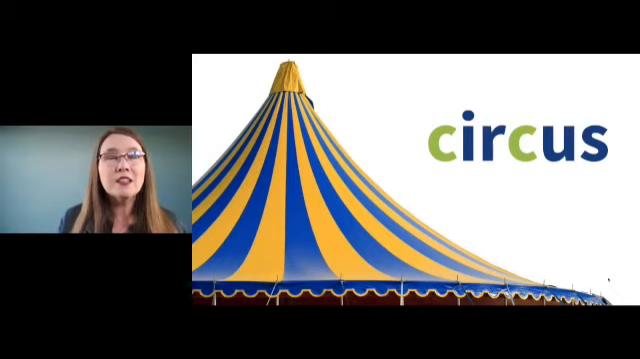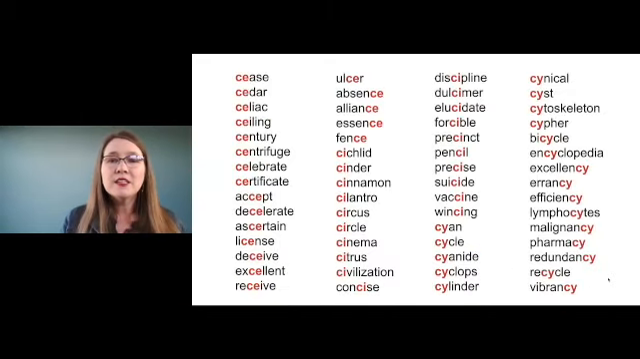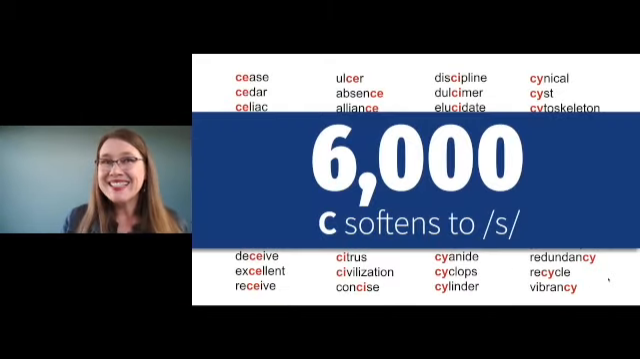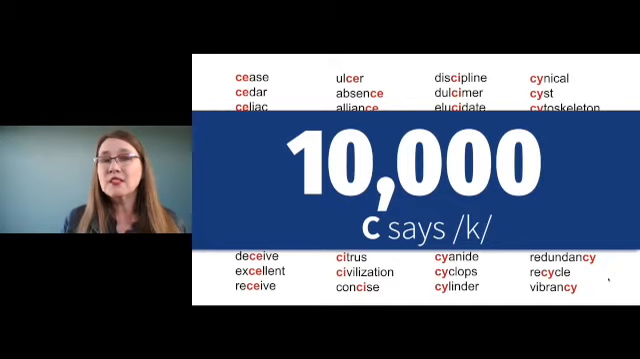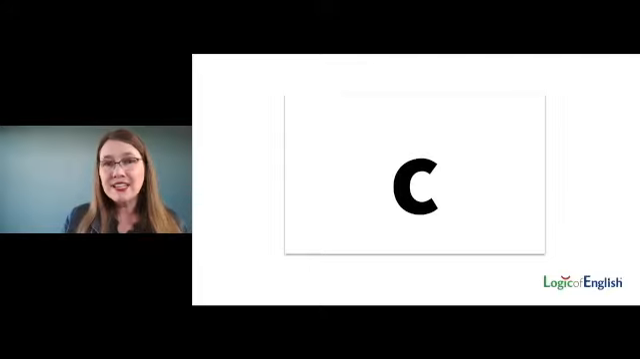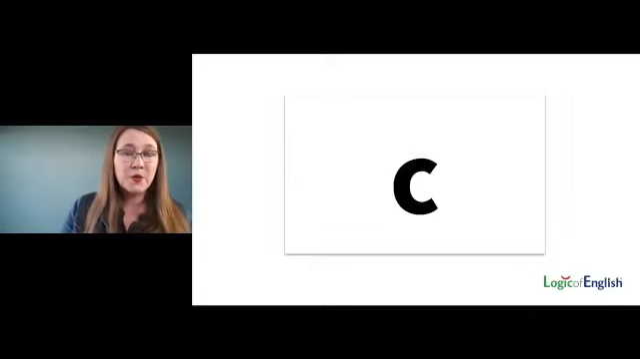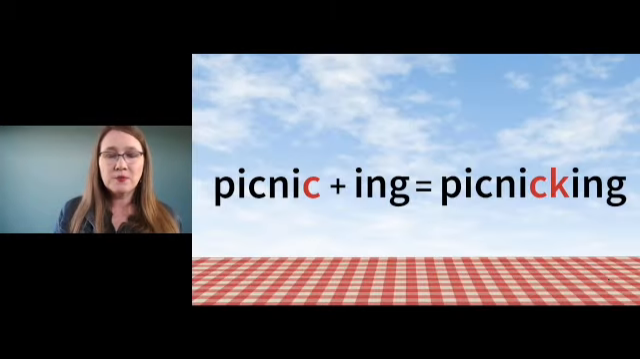So this explains some very important things in English. Many people will say, well, English is crazy. Look, the C is saying two sounds in circus. But why is it saying s at the beginning of the word? It's before an I. And why in the middle of the word is it saying k? It's before a U. This rule alone explains more than 6,000 words in English where C softens to s, and it explains more than 10,000 words where C says k. So teaching that C says two sounds, k and s, unlocks more than 16,000 words. This is very important information to being able to decode in English.